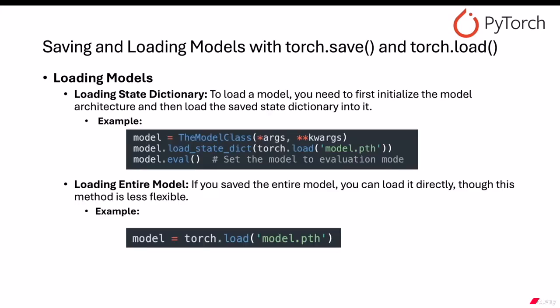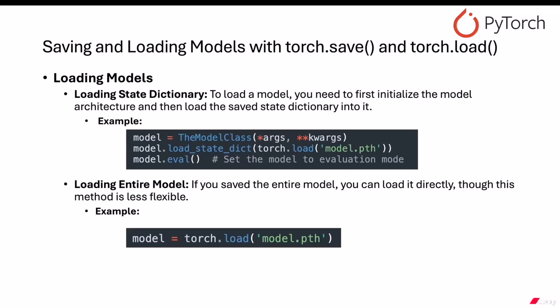Loading models. Loading state dictionary. To load a model, you need to first initialize the model architecture and then load the saved state dictionary into it. Here is an example. So model equals the model class, passing the args and kwargs, model.load_state_dict, where I'm saying torch.load('model.pth'), and then model.eval(). I set the model to evaluation mode.